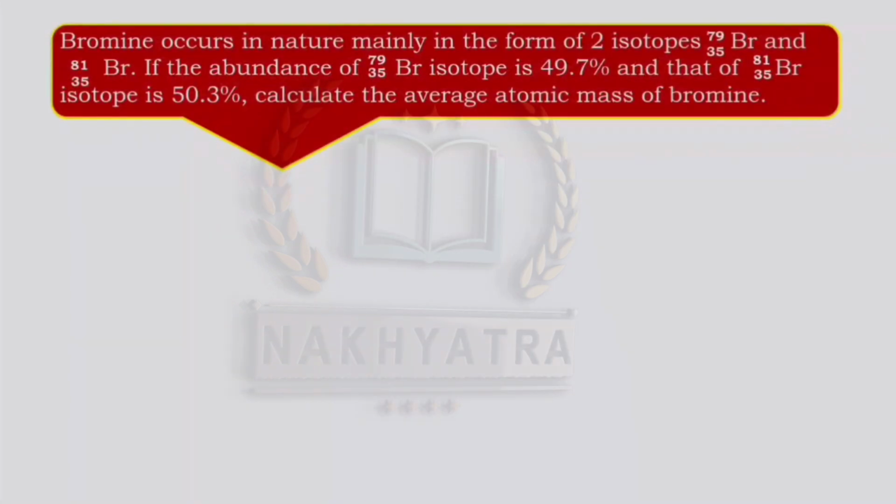Next, bromine occurs in nature mainly in the form of two isotopes. If the abundance of the first isotope is 49.7% and that of the second isotope is 50.3%, then calculate the average atomic mass of bromine.